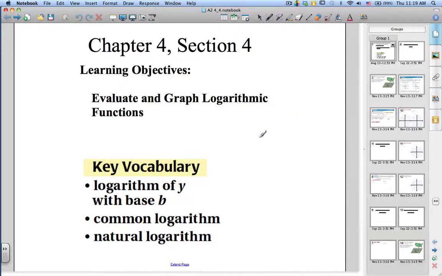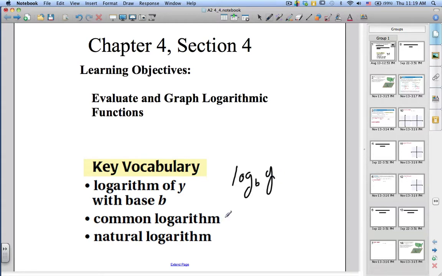So in section 4, we're going to work on evaluating and graphing logarithmic functions. Logarithmic functions are kind of a new idea, so you want to pay close attention to this. We want to talk about the logarithm of y with base b. That would look like this: logarithm of y with base b, or you might say log base b of y. Okay, so that's the way that would be written.